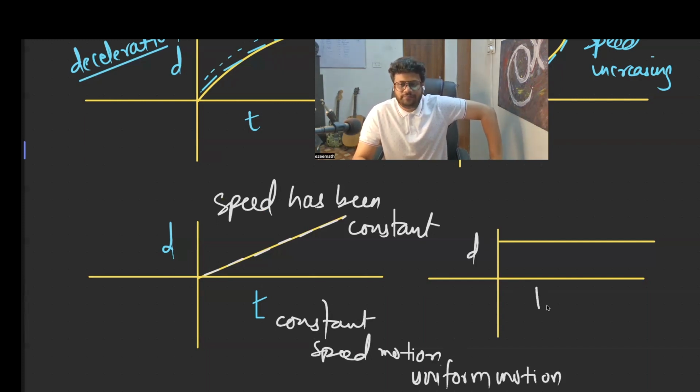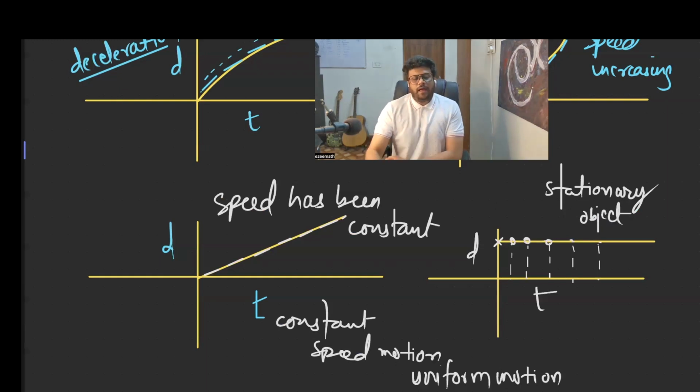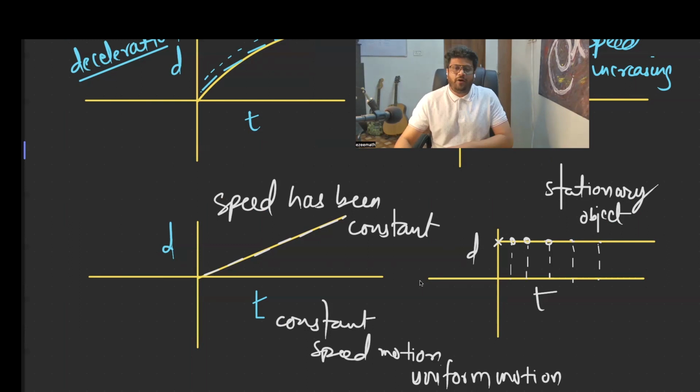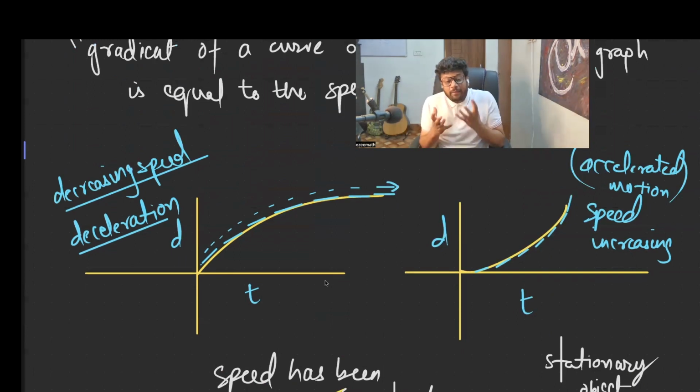Now let's look at this one. Fourth, what we have here is that at different time values, the distance, which is to be read from the y-axis, is not changing. So what you're looking at is a stationary object. And that is how you describe how the speed of an object is changing by looking at the distance time graph given to you.